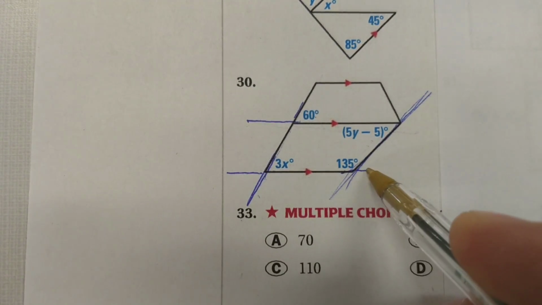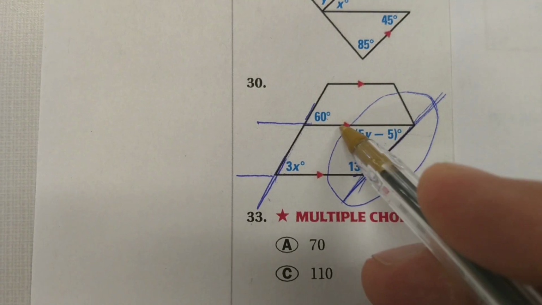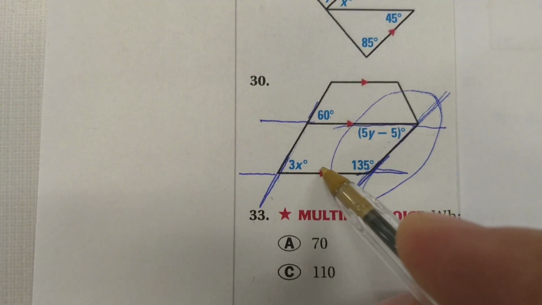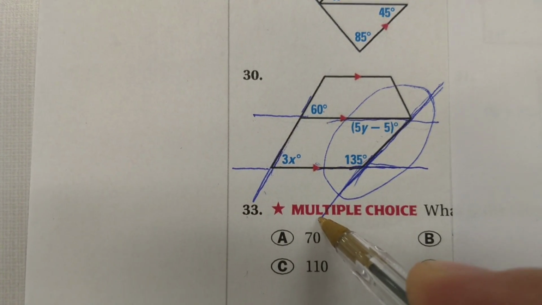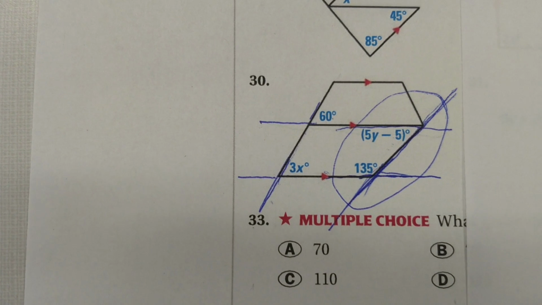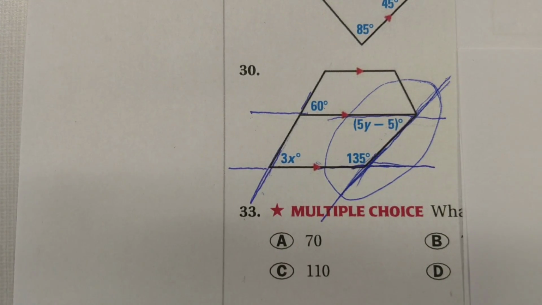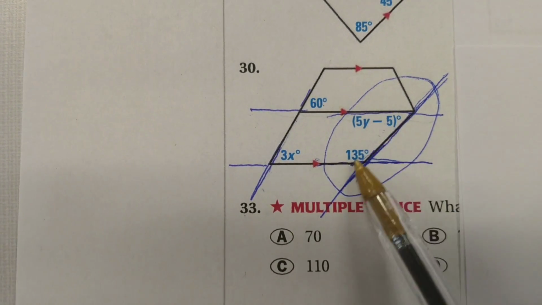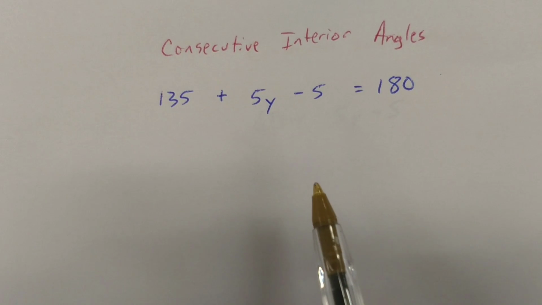And once again, you might want to extend this out a little bit. And so we're just looking in this area here. And here's my parallel line that's parallel with this one. And now this is my transversal. When that's the case, I recognize that these two angles are consecutive interior angles. What we know about consecutive interior angles is that they always add up to 180 degrees. So that's going to be the equation that we use.